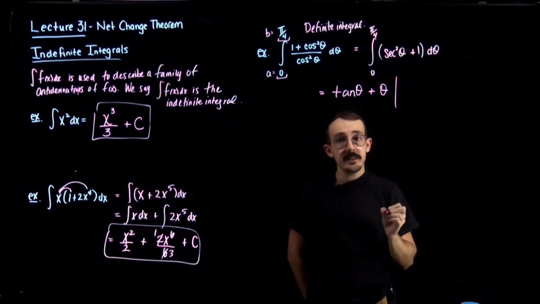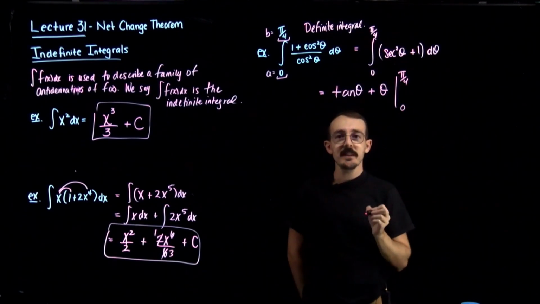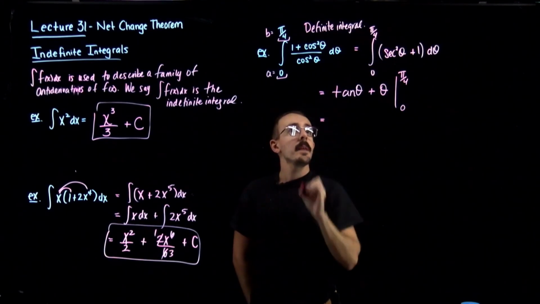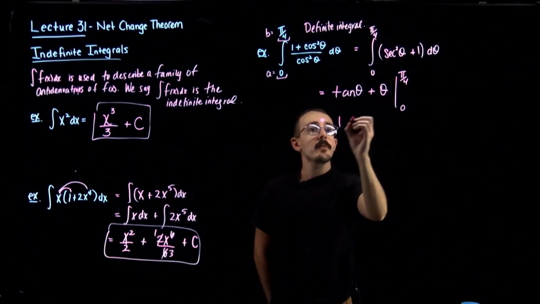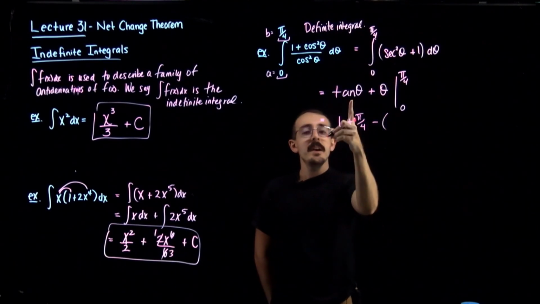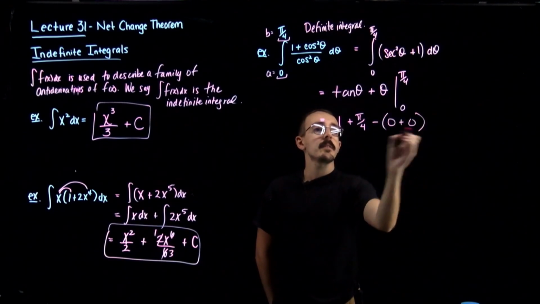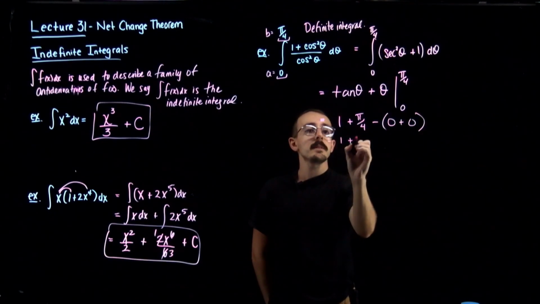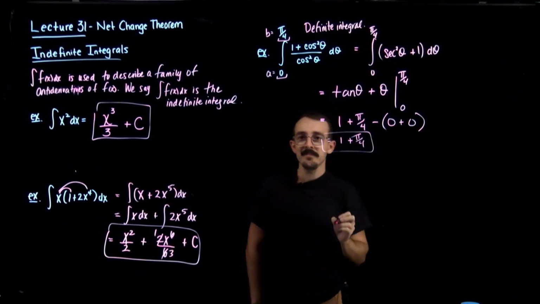I don't include a plus c this time because I have bounds to plug in. I have pi over 4, and I have 0. Tangent at pi over 4 is 1. And then if I plug in pi over 4 for theta, I just get pi over 4 minus tangent of 0, which is 0. And then if I plug in 0 here, I just get 0. So the answer to this is just 1 plus pi over 4. Some unit circle stuff coming into play there.